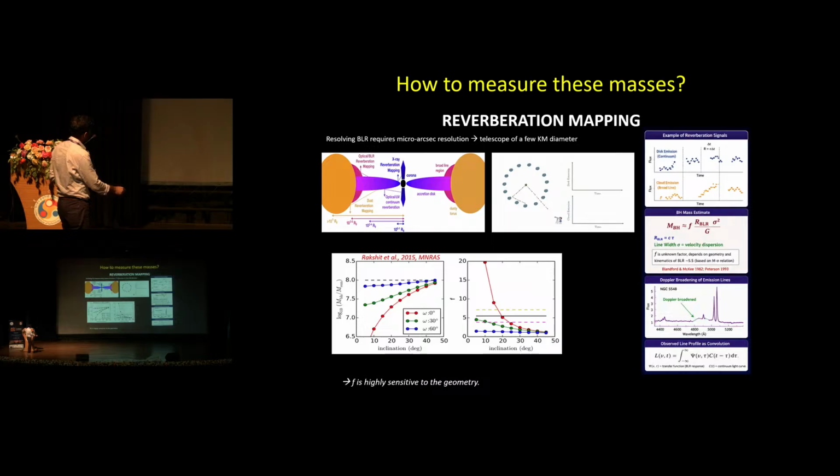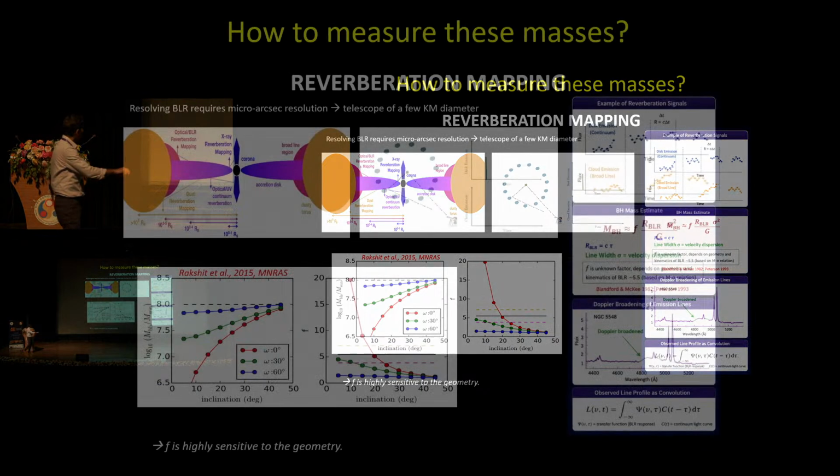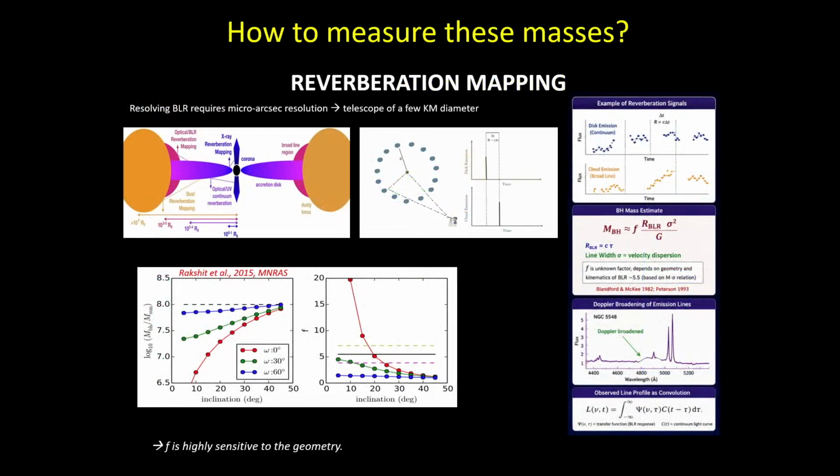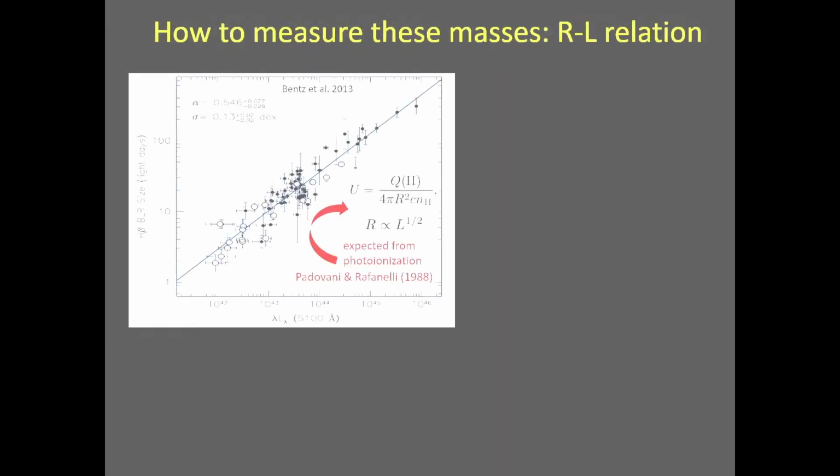So, for example, here you see the scale factor is highly sensitive to the inclination. If you have a thin BLR, kind of a thin disk, then your f factor can go from 20 to 1 with only a change of inclination from 10 to 30 degrees. But this is not the case if you have a thick BLR, kind of a spherical BLR type. So you basically need to study the f factor to estimate the black hole masses.